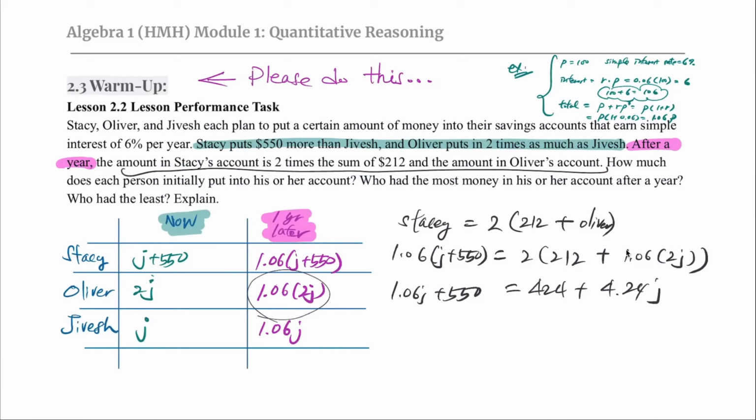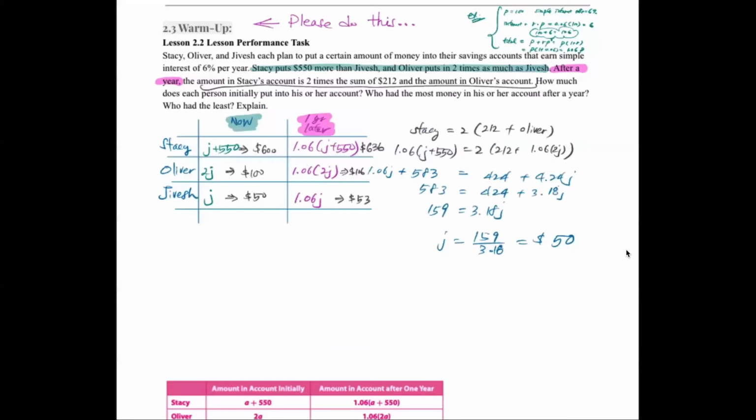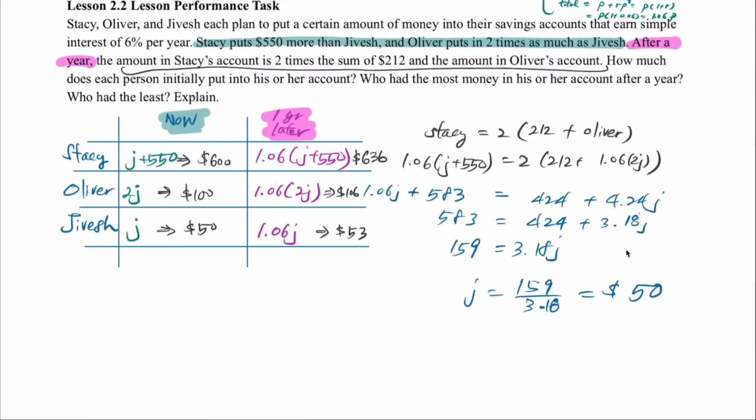Okay, so this is what I got. I solved for it, and I found that J is equal to 50 when you go to the calculation. When you put that in the calculator, it gives you exactly $50. So Javesh has $50. Twice the J, 50 is 100. And 550 more than Javesh is 600. Right? So that's the initial amount.